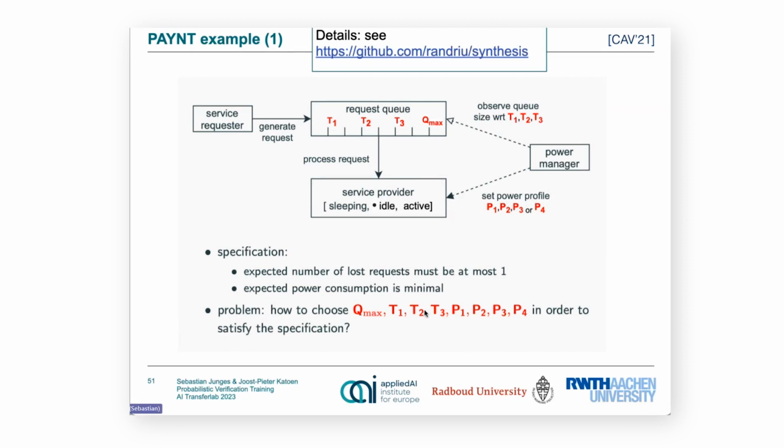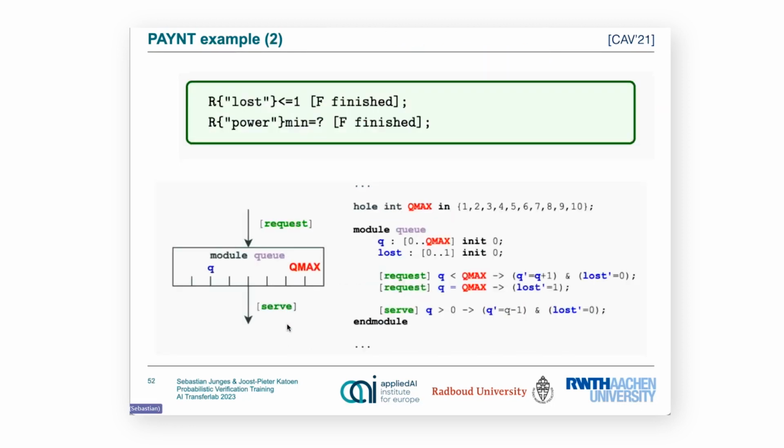Right, and now how do we choose these values? In particular, also, how do we choose the queue size? Depending on a specification that maybe says the expected number of lost requests must be at most 1, and the expected power consumption must be minimal. Now we can put this into Paint, right? So here we provide a PRISM file where you see now these constant integers appearing in several places. There's a large README which goes through this file in detail.